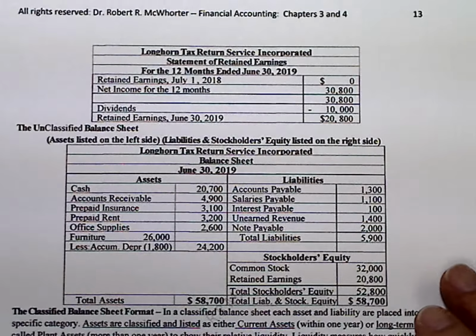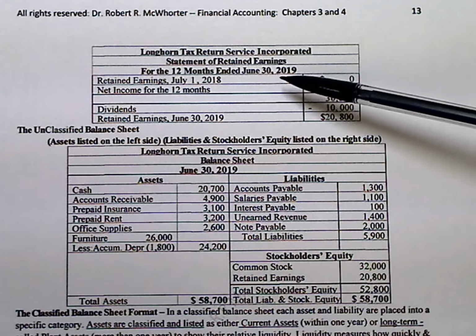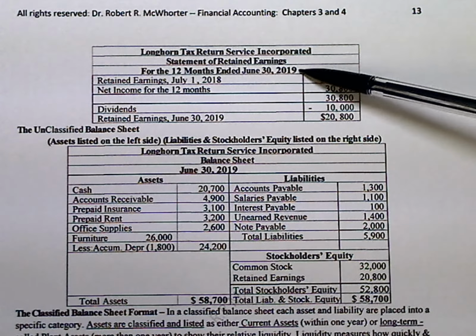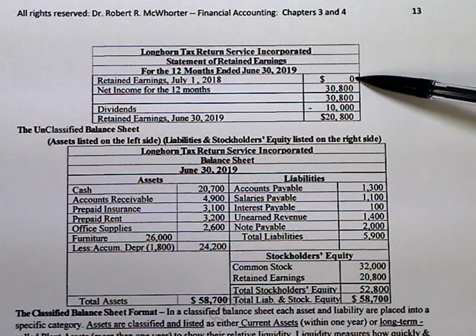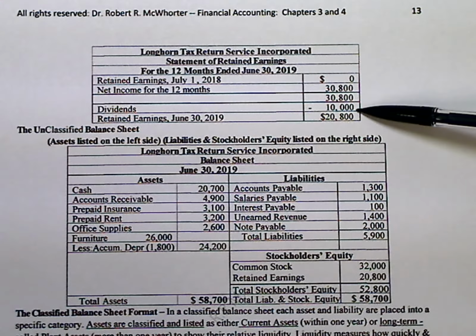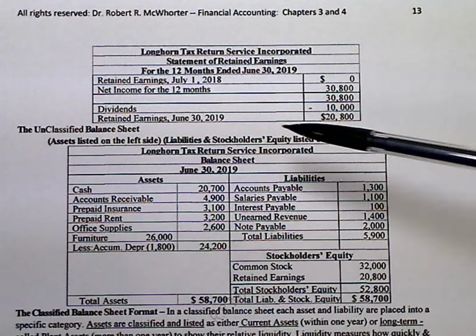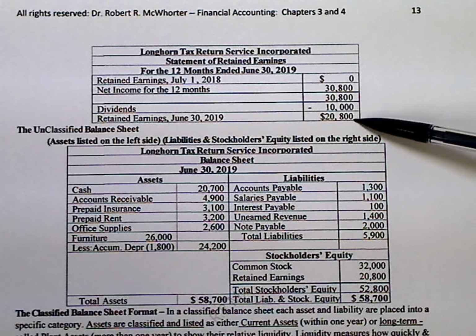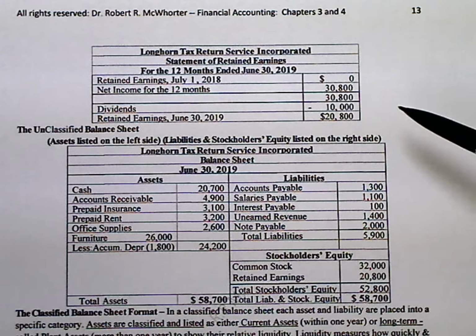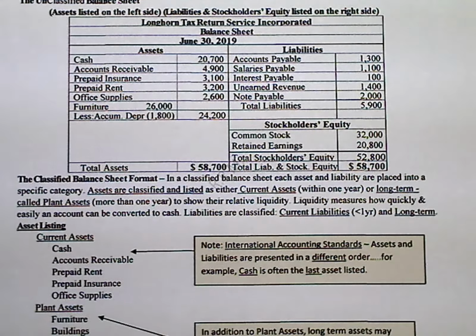The next financial statement, as you know from Chapter 1, is a statement of retained earnings for the same period of time, 12 months. Brand new company, started with zero. There's the net income from the previous page. But look at the adjusted trial balance. Do we have dividends paid? We sure do, $10,000. So we've got an end of the year balance in retained earnings.